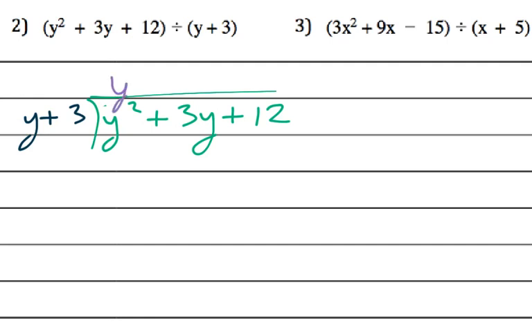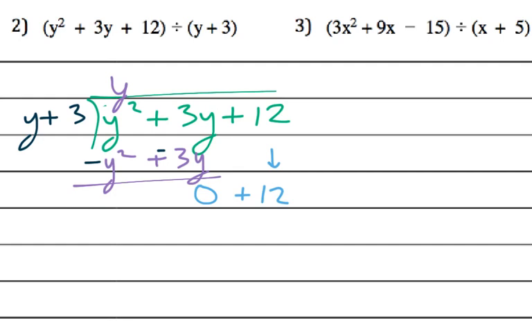So I'll write a y, and then I combine and multiply. Y times y gives me y squared. Y times 3 gives me 3y. And then I'll subtract these, which means the signs change. My y squareds go away, and 3y minus 3y ends up giving me 0. And this time I will write that, just so I know that when this 12 comes down, there's my 12.